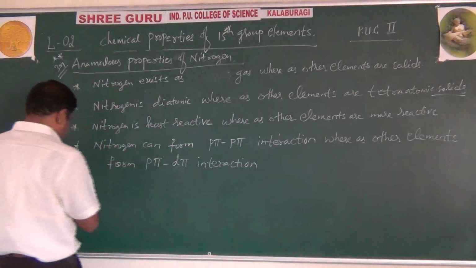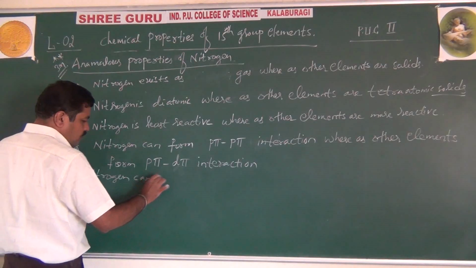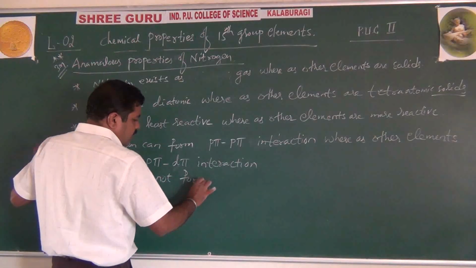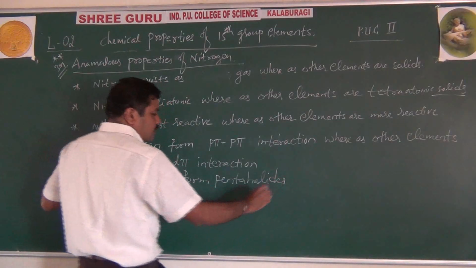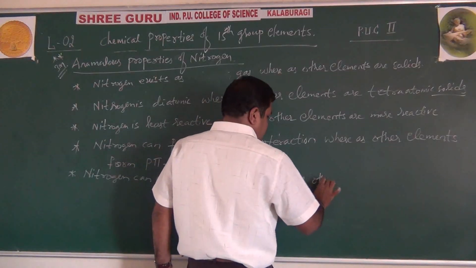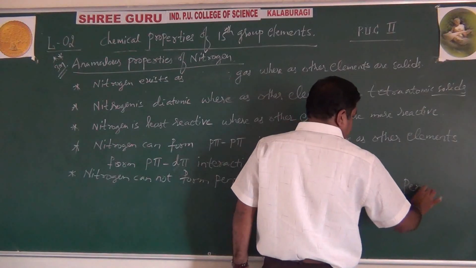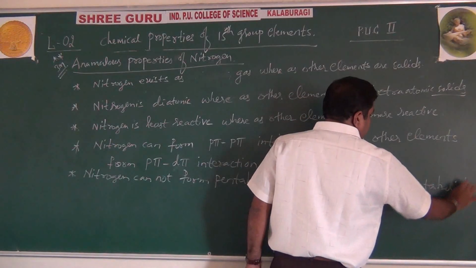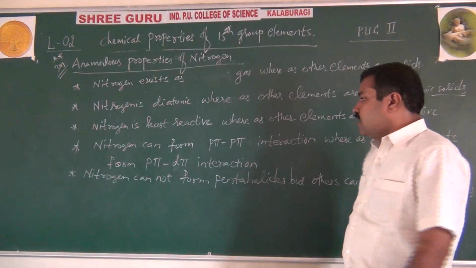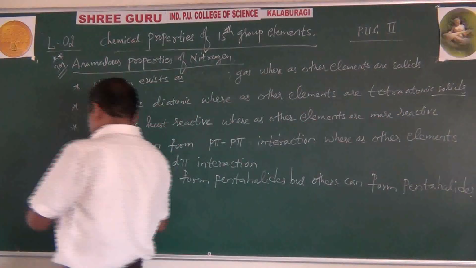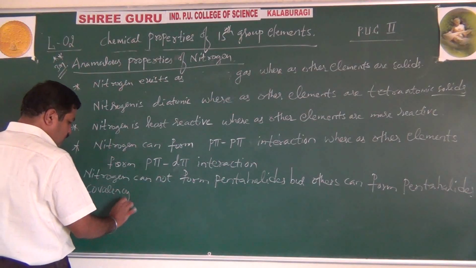And fifth point: nitrogen cannot form pentahalides, but others can form pentahalides. Why students? Here also the same thing: in nitrogen d orbitals are absent, in other elements d orbitals are present. This is the fifth. Then sixth, covalency of nitrogen.